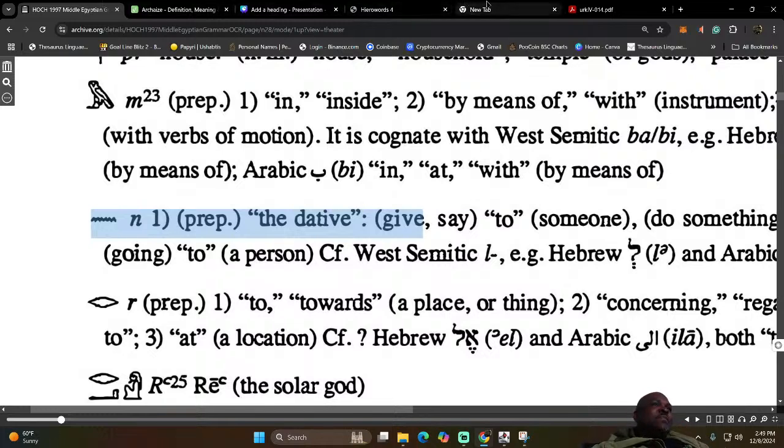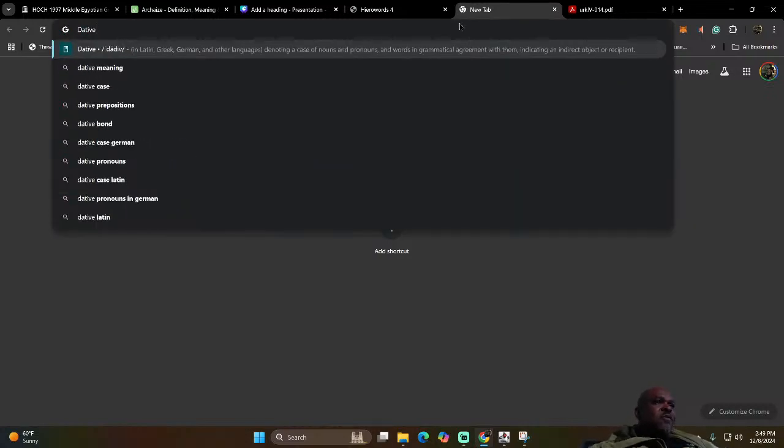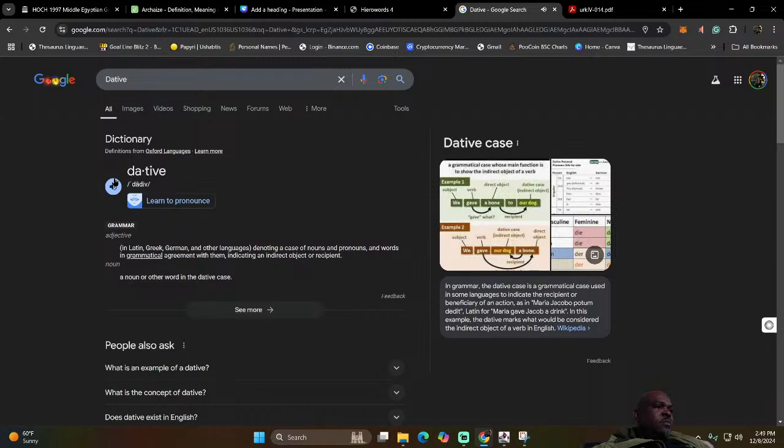Now watch this. I'm going to put dative right here, right? And it's going to tell us. Look. Dative, in Latin or Greek or German or other language, denoting the case of the noun or pronoun or words in grammatical agreement with them. Not grammatical agreement, our dative doesn't need that. But what it does is indicate an indirect object or recipient. Well, what it indicates is a recipient, right?